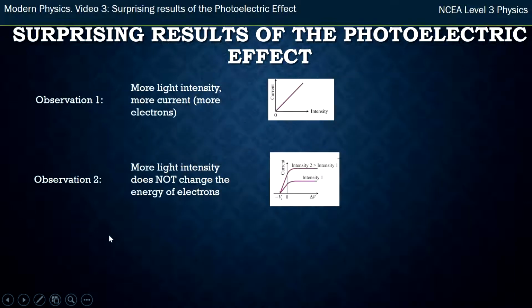So that's the second observation. More light intensity does not change the energy of the electrons. Okay, so here's a graph of two intensities. Lower intensity, we get less current because there are fewer electrons coming out. But what voltage does it take to stop them? The same as when it was really bright.